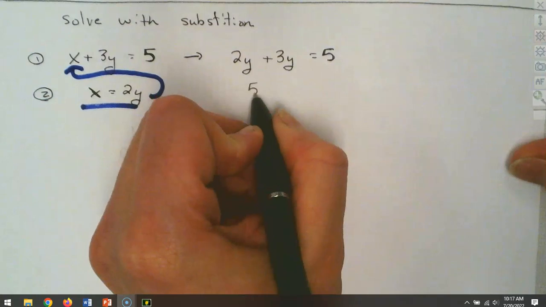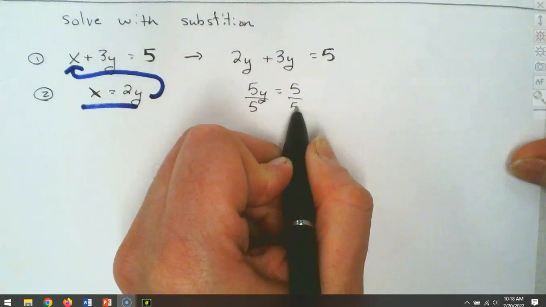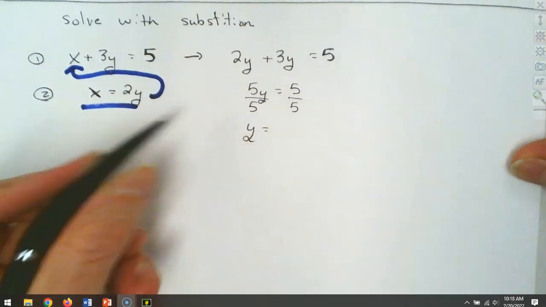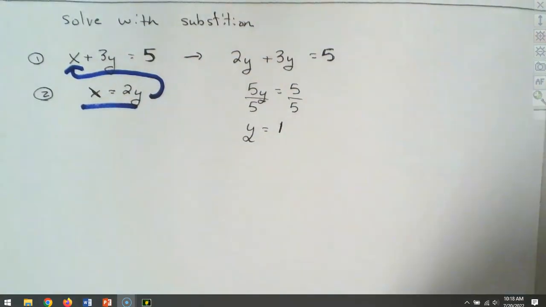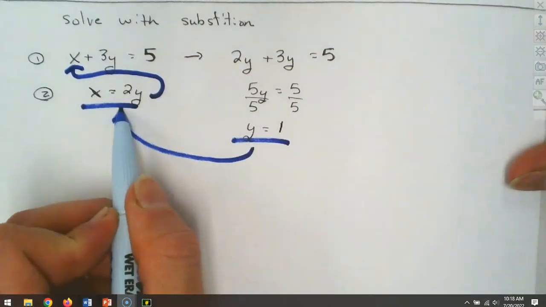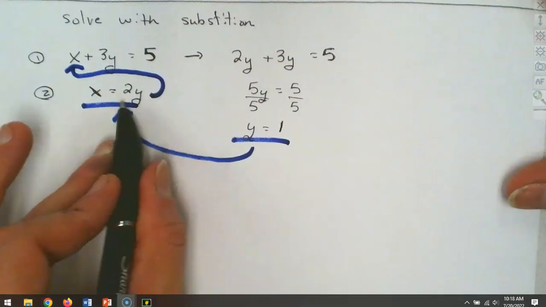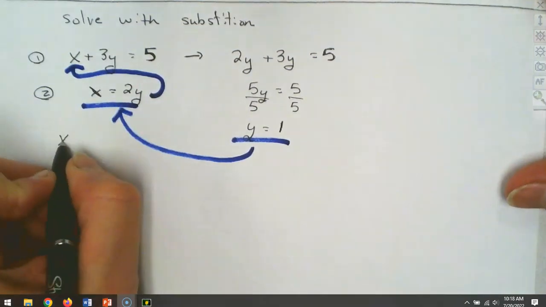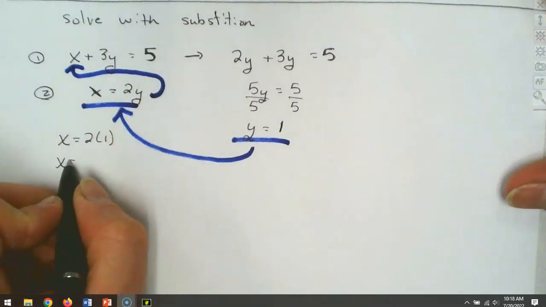Add those together, and we get 5y equals 5. We'll divide by 5, and now we know that y equals 1. So we now have the y component. How do we find the x component? Now that we know the y component, we plug it back in. I'm going to plug that y equals 1 back in. You can plug it back in anywhere you would like, but I'm going to plug it into the second equation. Now we can find x, because x equals 2 times 1, so x equals 2.